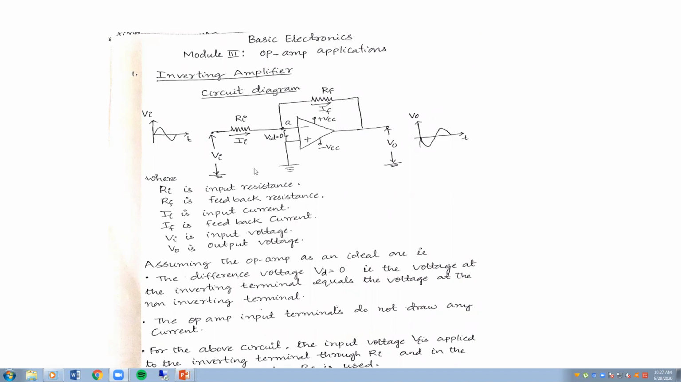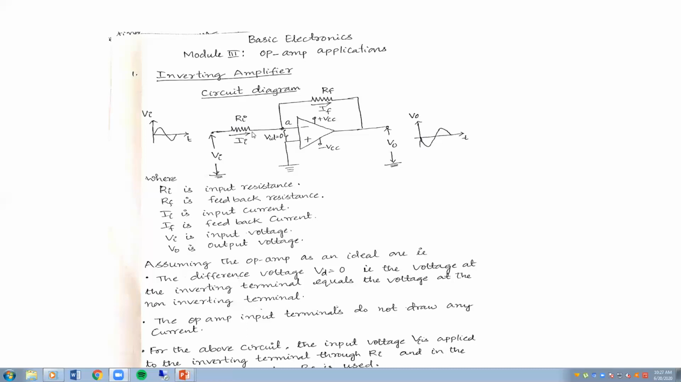This is the circuit diagram of an inverting amplifier. This is called an inverting amplifier circuit because the phase difference between the applied input voltage and the resulting output voltage V0 will be equal to 180 degrees. Here the input voltage Vi is applied to the inverting terminal of the op-amp through the input resistance Ri.